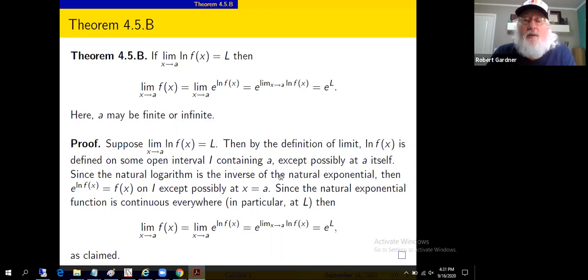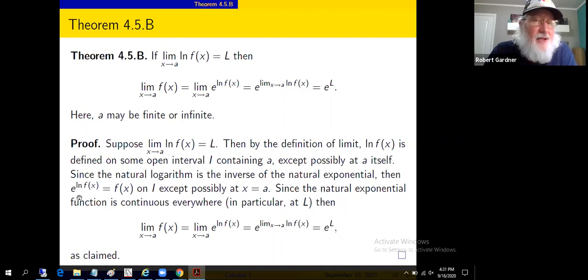Natural log is an inverse function of the natural exponential function. We did inverse functions at the end of chapter 1. That's when we introduced log functions, I think. So e to the natural log of f of x, that's the same as f of x. The exponential and the log, they're inverses of each other. I often say it's like they cancel.